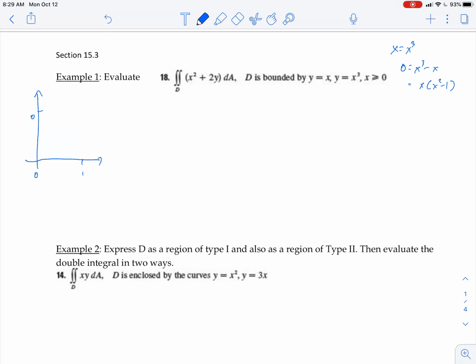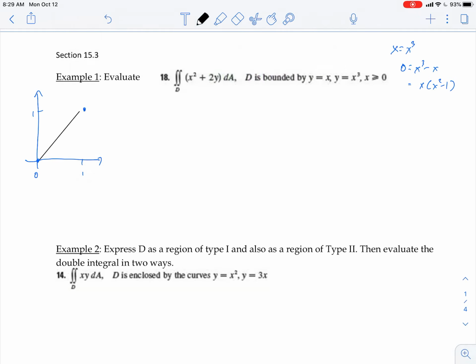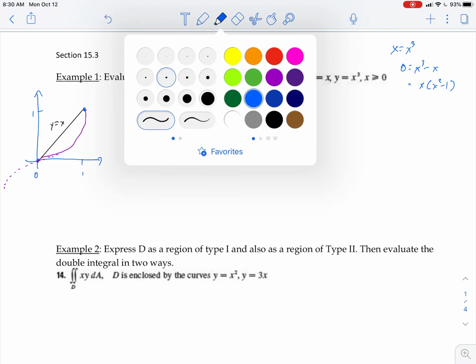y equals x is just a straight line. Let's change up the colors, I don't want y'all to get confused. So y equals x is given by that function. And then x cubed. If you remember, x cubed does this, and then it continues to go up. And so I'm going to go ahead and just highlight our region right there.